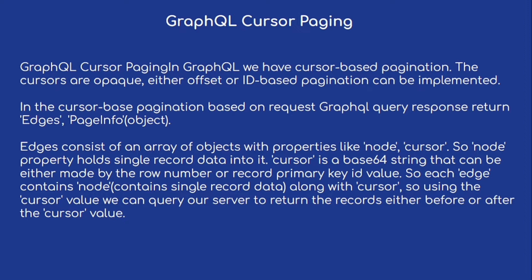So each edge contains a node, and the node will contain our record, a single record, along with a cursor. Using the cursor value, we can query our server to return the records either before or after. Basically this cursor is like a ring chain. Each node is dependent on the cursor value. So based on the cursor value, we can fetch the before values or the after values of the particular record.